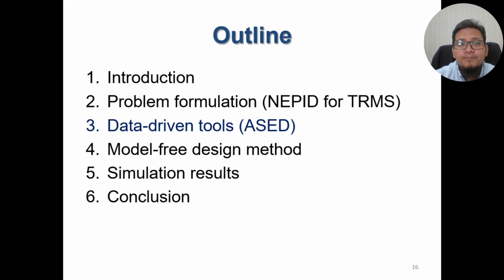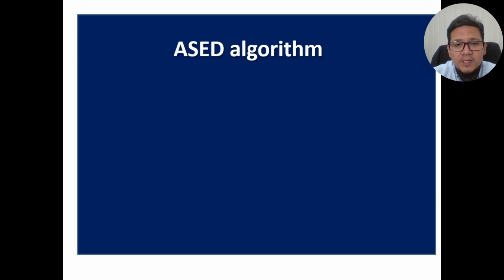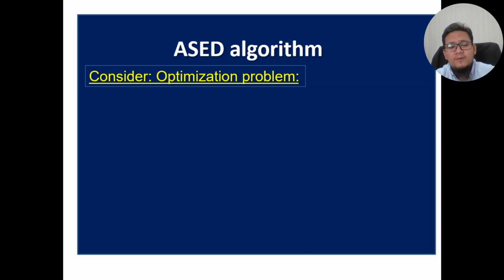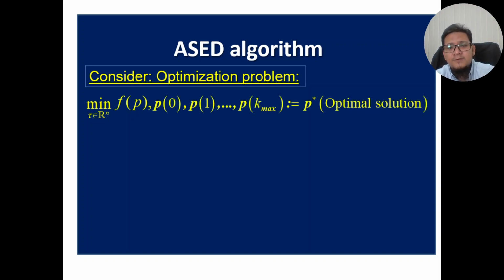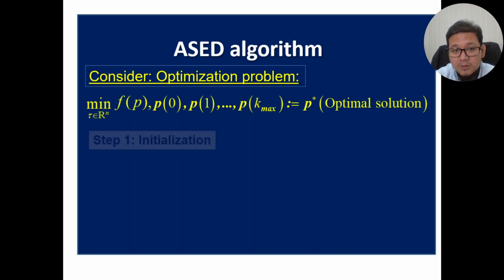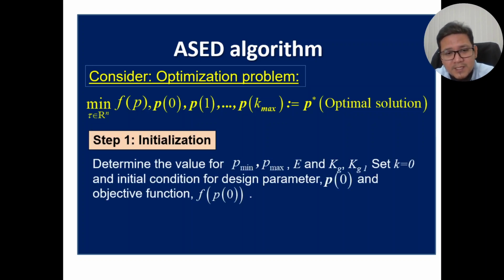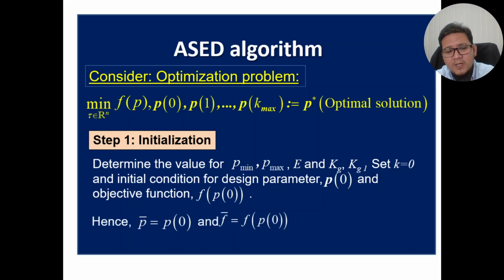Now we move to the data-driven tools, the ASED algorithms. First, we consider the optimization problem: to minimize the function F with the parameters P, we need to find the optimal P. So P optimal is our solution. Step 1, for generalization, we determine the range of the parameters and all the parameters of the ASED algorithm. Then we set for the first iteration K0 the design parameter P0 and the objective function F0, and then we update the value P bar based on the current value.